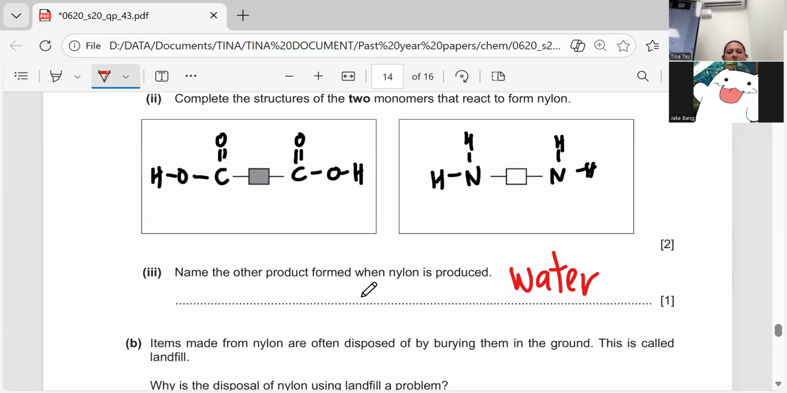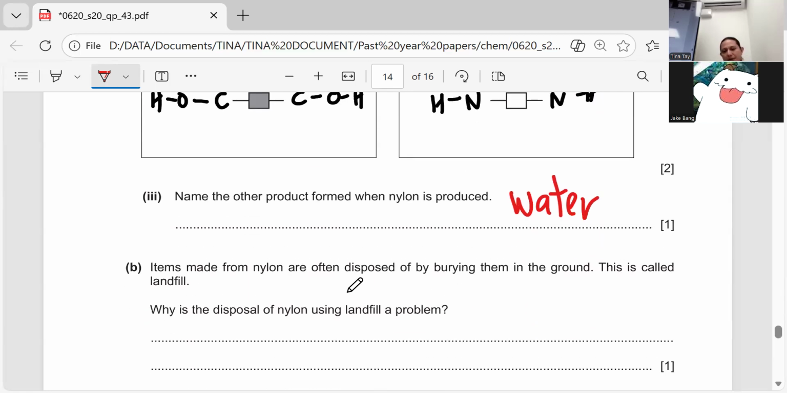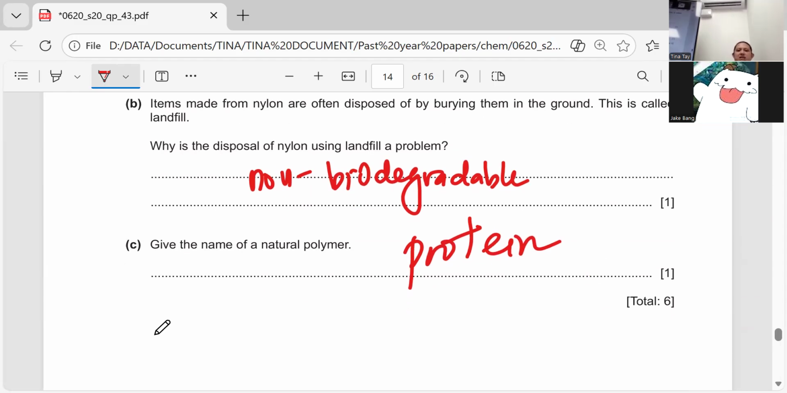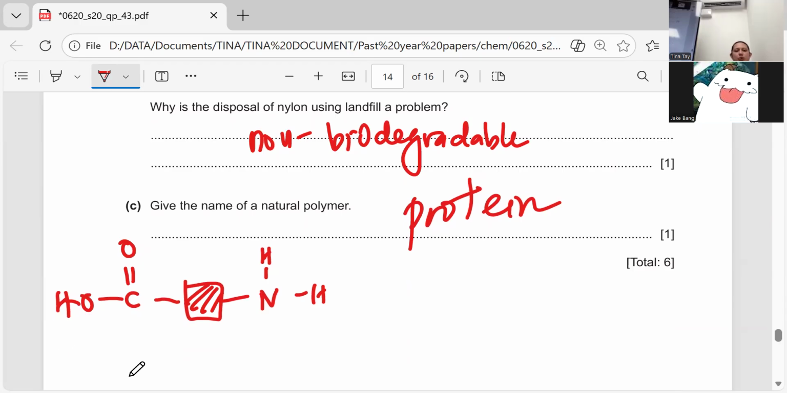Items made from nylon are often disposed of by burying them in the ground. It's called landfill. It is non-biodegradable. That's the problem. Name a natural polymer: protein. It's natural because the amino is one side, the acid is the other side. This is a monomer called amino acid. Do you remember? Okay.